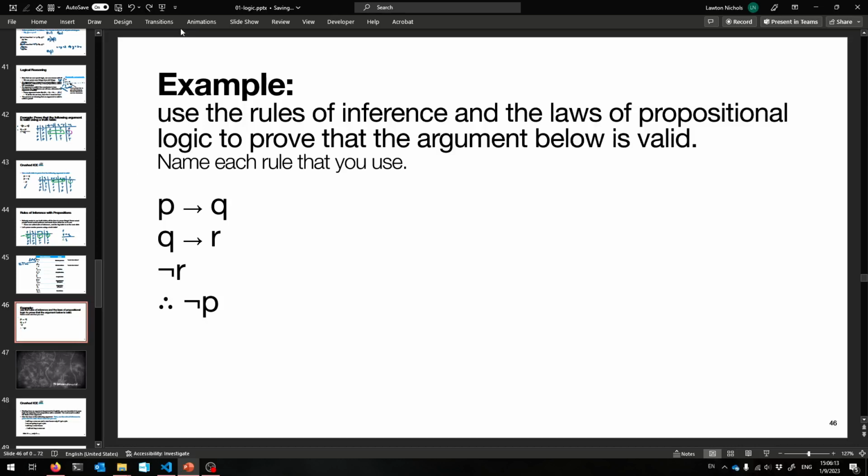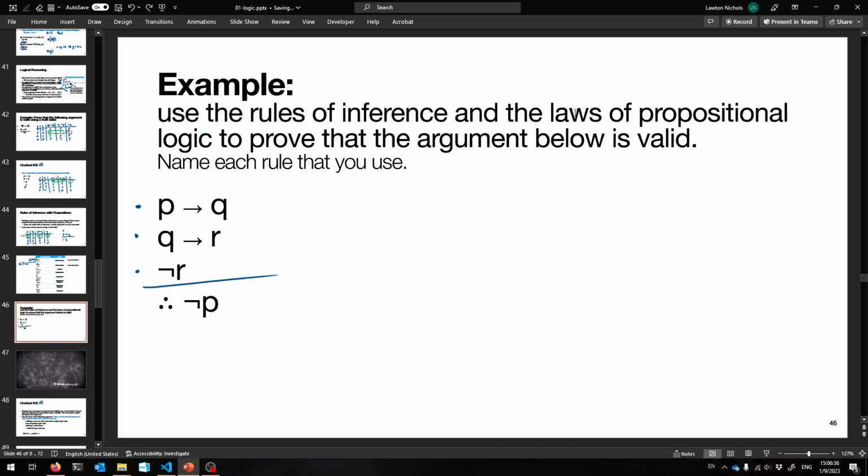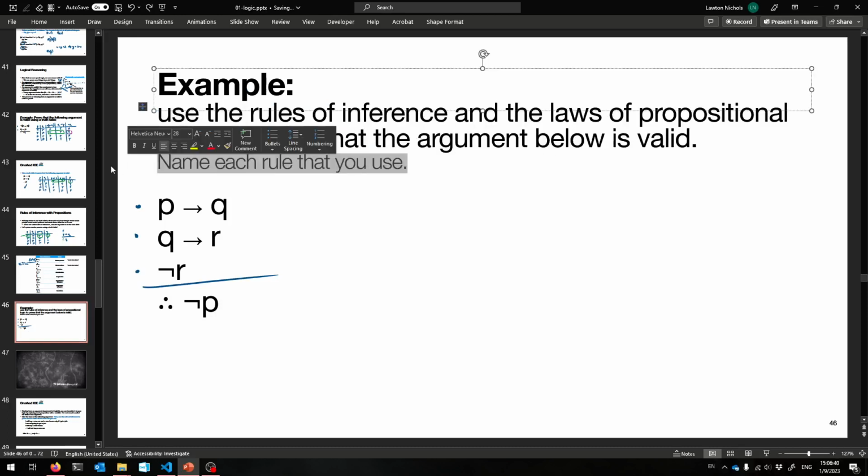That's a proof. So assume P implies Q and Q implies R, and assume not R is true, so R is false, and then show that it must be the case that not P is true. Okay? And so we can eventually end up using all these things. Let me show you how you can do this proof. We're going to use these inference rules to prove that the argument is valid. We also want to name each rule that we use.